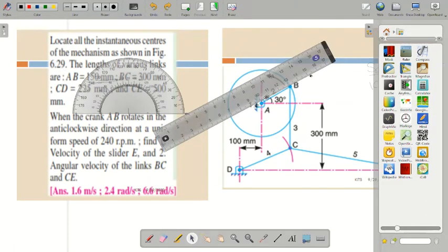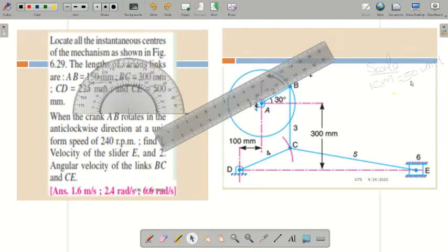Okay, so if it is 150 mm, I have scaled it like 1 centimeter equal to 50 unit. So 150 mm means 3 centimeter. Here I have to draw a 3 centimeter line. Okay, draw the 3 centimeter line.